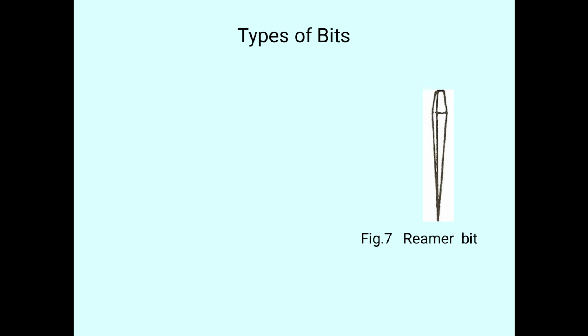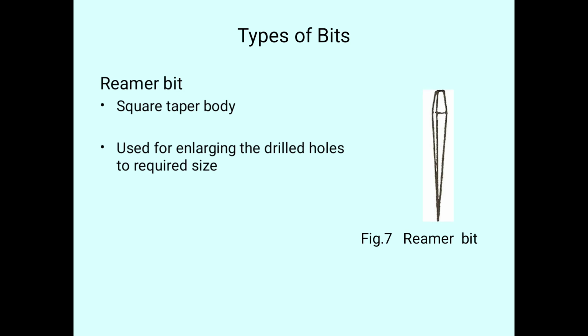Next one is the reamer bit. It has a square tapered body and it is used for enlarging existing holes to the required, desired size. So we can prefer the reamer bit.